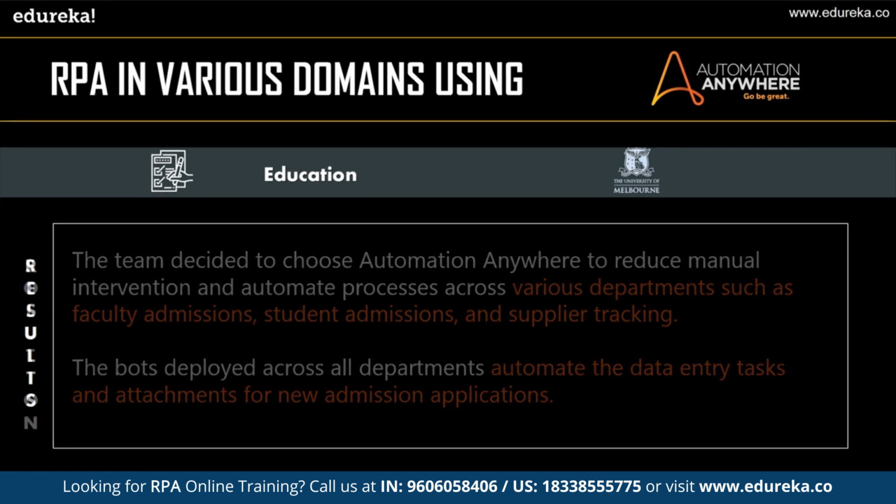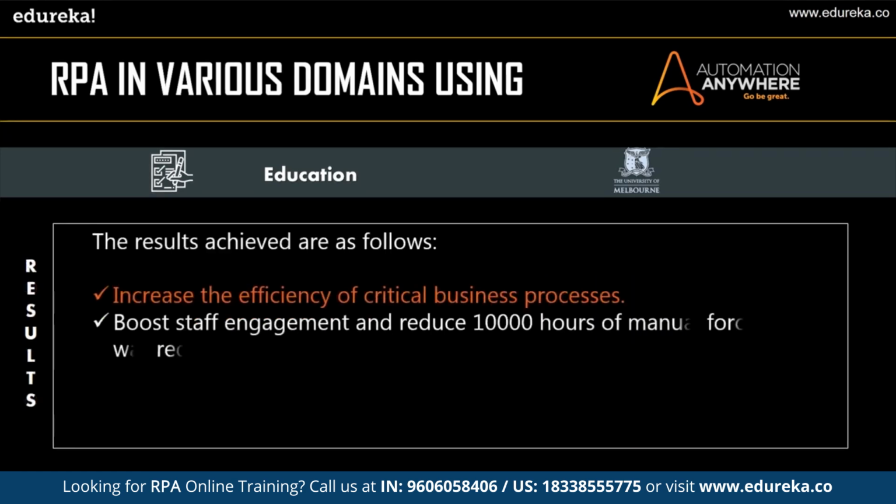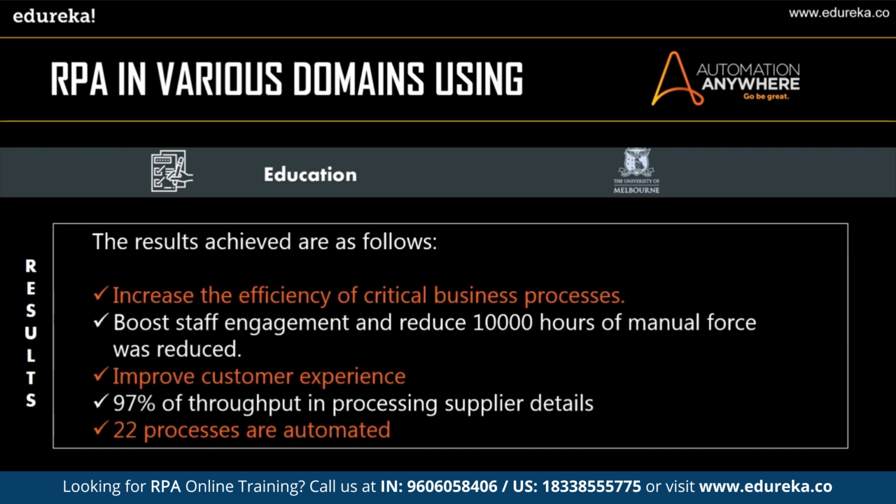Now, the results of University of Melbourne using Automation Anywhere are as you can see on my screen. It was observed that the efficiency increased for the critical business processes and the staff engagement was boosted. Around 10,000 hours of manual work was reduced, and this definitely improved the customer experience. And around 97% of throughput was observed in processing supplier details, and 22 processes were automated. So, guys, that's how you can use RPA in education also.